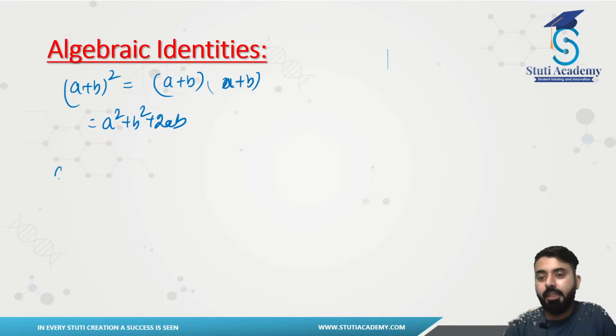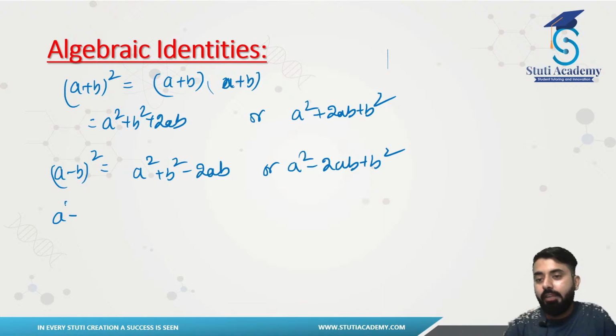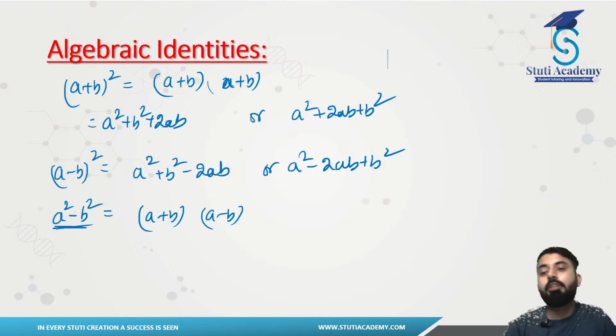If you have a negative sign here, (a minus b) whole square, that will be a square plus b square minus 2ab. Or you can write them like this: a square plus 2ab plus b square, or a square minus 2ab plus b square. Then we have another identity, a square minus b square. That is (a plus b) into (a minus b), which will be a square minus b square.